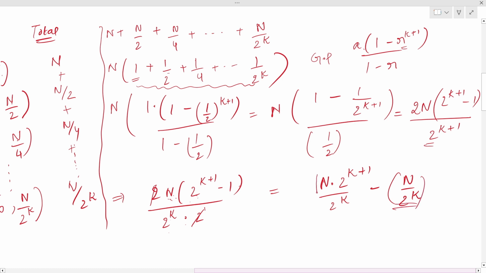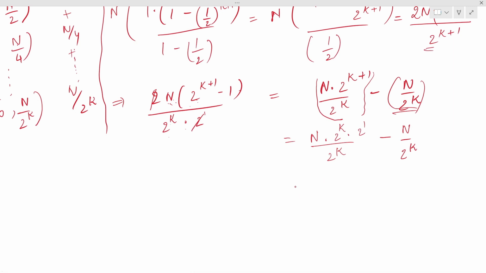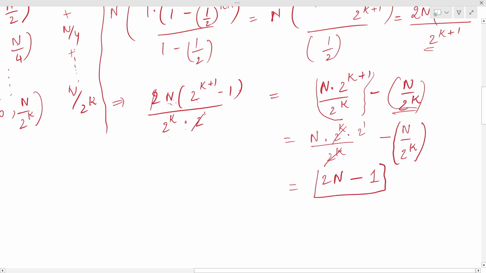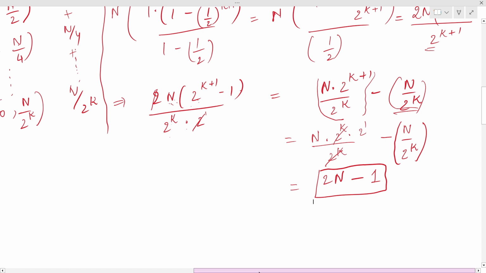And here I also have one more n by 2 power k, so let me reduce this as well. n into 2 power k into 2 power 1 divided by 2 power k, minus n by 2 power k. I've reduced this LHS part, the left side part. From this, what can we write? The 2 power k and 2 power k get cancelled. 2 into n becomes 2n, minus, and now I'm writing this n by 2 power k as 1. That's it, we got our time complexity. We got an equation in terms of n and constants, so 2n minus 1 is your actual thing.